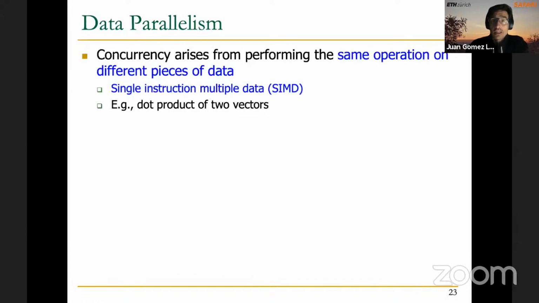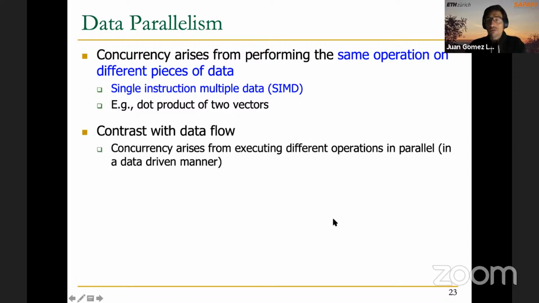They exploit data parallelism. In data parallelism, concurrency in the execution comes from performing the same operation on different pieces of data. For example, the dot product of 2 vectors, or in image processing, if you have multiple pixels of an image and you have to apply exactly the same operation, like brightness adjustment, on every individual pixel of the image, right? So we can apply exactly the same sequence of instructions to multiple pixels in an image.